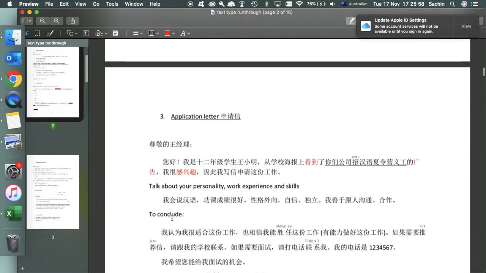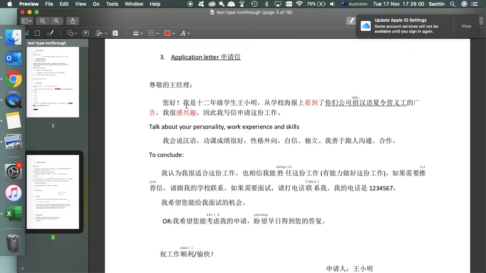Right. Third one we have is application letter, 申请信. So basically, in this scenario, you'd have a question that would ask you like you are applying for a community service work or a certain job, and what they're going to say is like state why you're the best candidate and you should be hired.